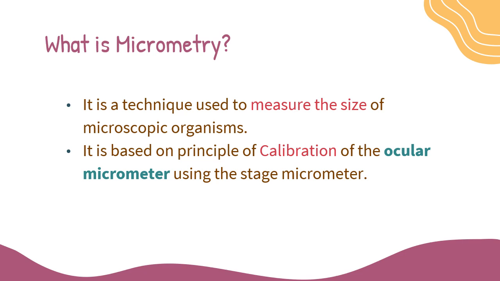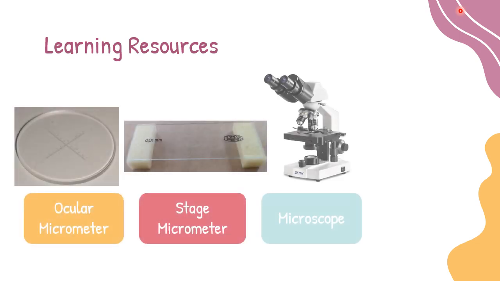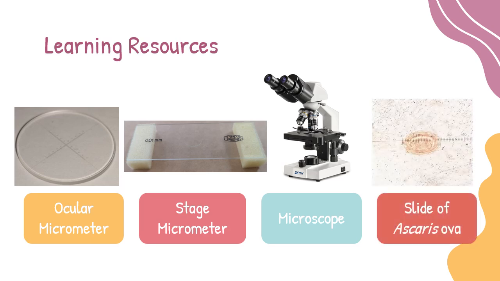Also, if you change the microscope, the calibration process must be done again for each of the objective lenses that you are using, because the magnification is different on different microscopes. These are the things we're going to use in our activity today: ocular micrometer, stage micrometer, microscope, and of course, we're going to need an organism to measure. In this activity, we're going to use Ascaris ova.